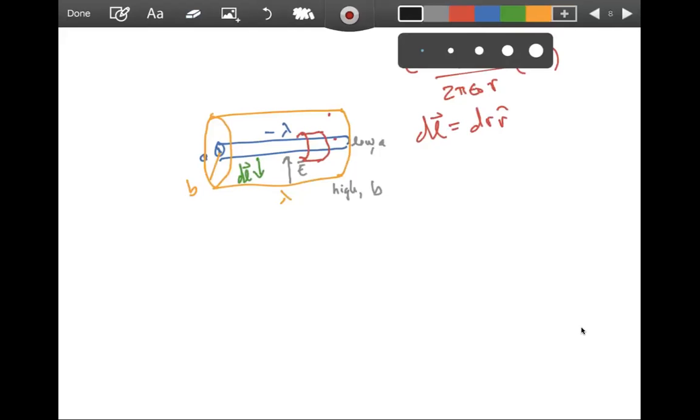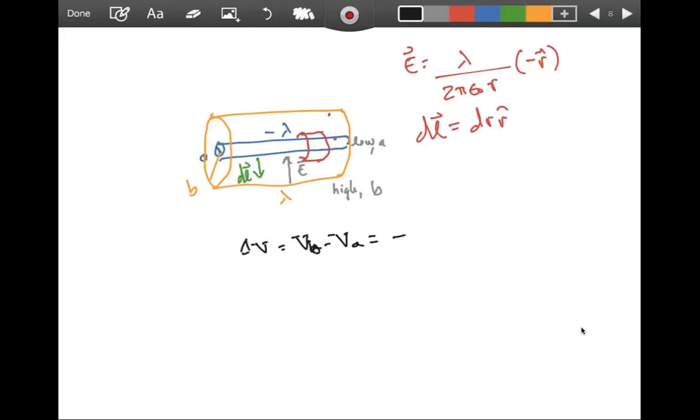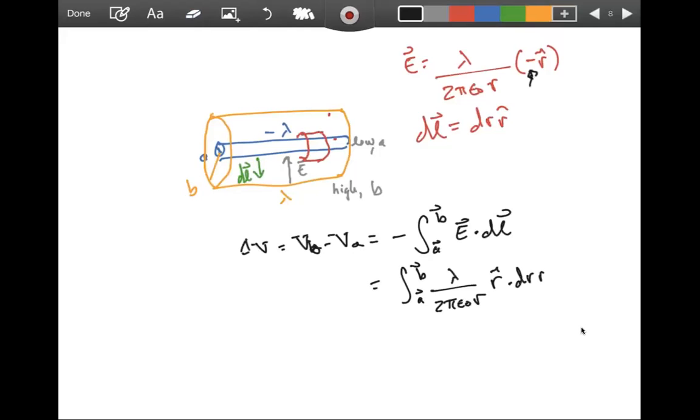So this means then that my potential difference between the two plates, which is VB minus VA, is going to be minus the integral from radius A to radius B of my electric field dotted with the differential length. Now, the negative coming from here will cancel this negative. So this will become the integral from A to B of lambda divided by 2 pi epsilon naught r, r hat dotted with dr r hat, but r hat dot r hat is simply 1.